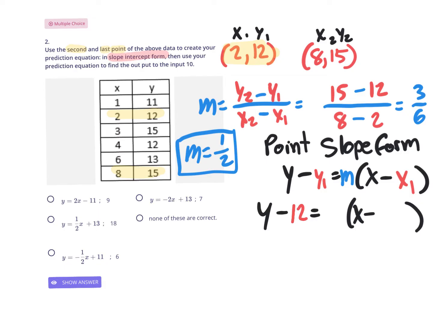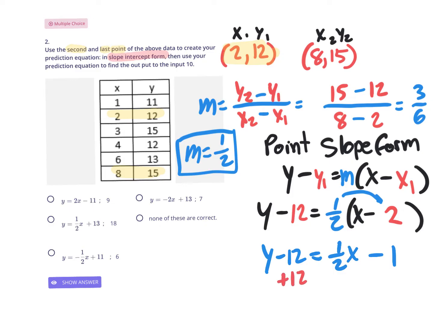The slope we said was 1/2. Let's plug in x1, which is 2. And now we need to distribute the 1/2 into both terms. 1/2 times x is 1/2 x. 1/2 times -2 is -1. Bring down the equal sign, bring down the y, the minus the 12. We almost have it by itself. All we have to do now is get rid of that -12 by adding 12 and adding 12.